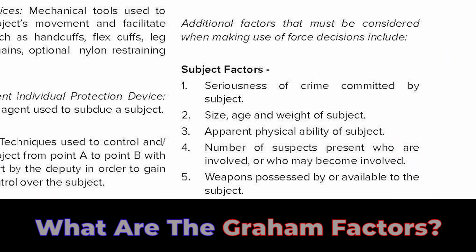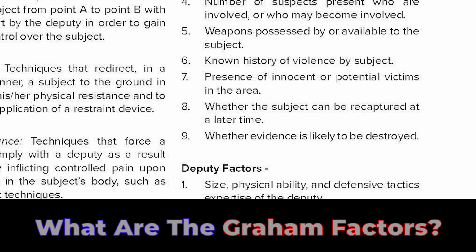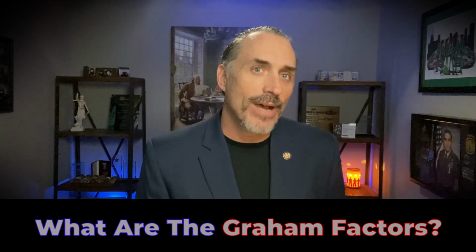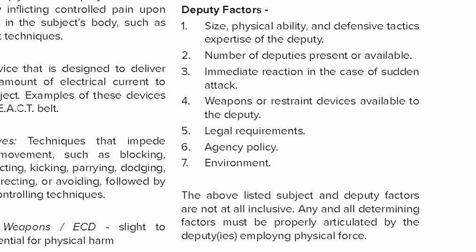Seriousness of the crime committed by the subject, size, age, weight, physical ability of the subject, the number of suspects present, and the list goes on. So now we move on to the deputy factors, which includes the same type of thing. Size, physical ability of law enforcement, number of law enforcement officers present, the ability or lack of ability to plan, whether the attack is spontaneous. Now that we have all the factors to consider, now let's take a look at the use of force matrix to determine whether the officer's actions were reasonable.